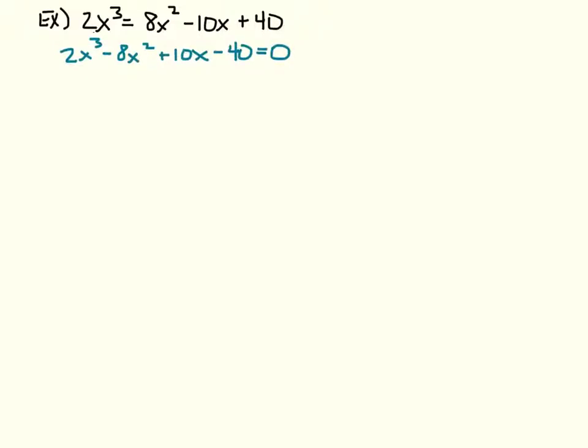Alright, so now I have to pick a method to factor. How many terms do we see here? 4. Whenever we have 4 terms, we should factor by grouping. Okay? Now, is there anything I can do to this before I factor by grouping? They all share 2 in common. So I'm going to factor out a 2, and I'm left with x cubed minus 4x squared plus 5x minus 20.